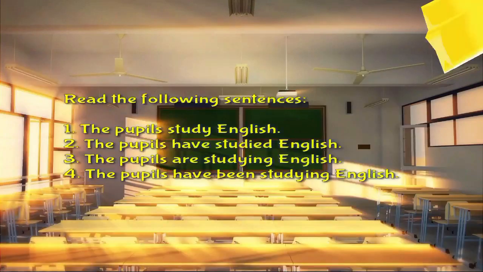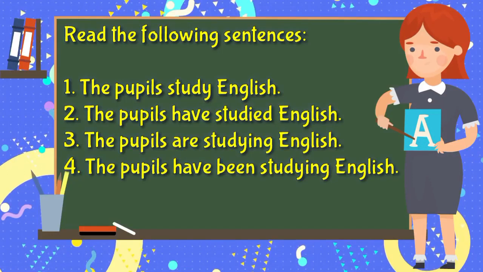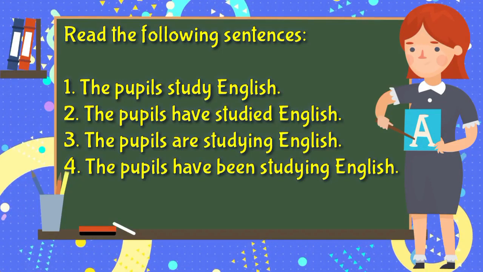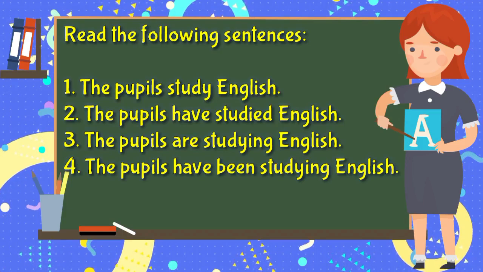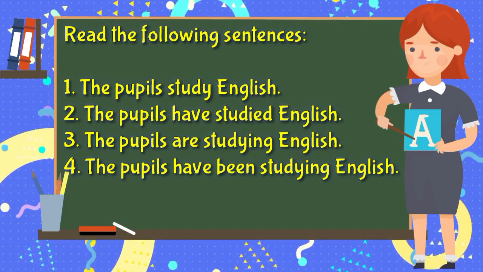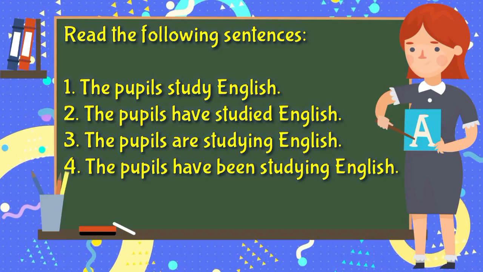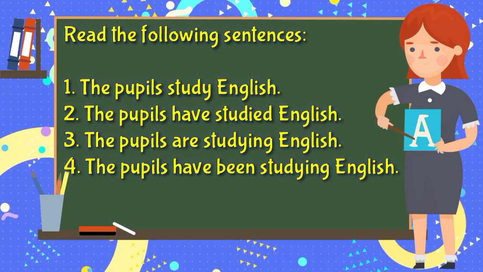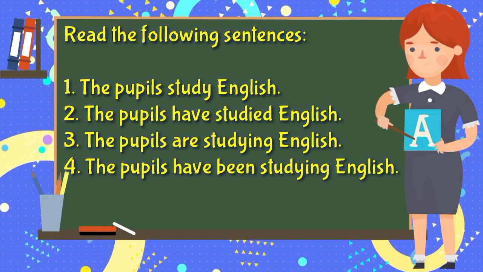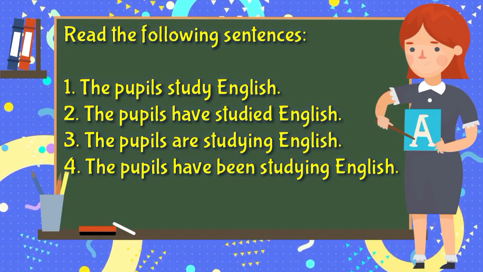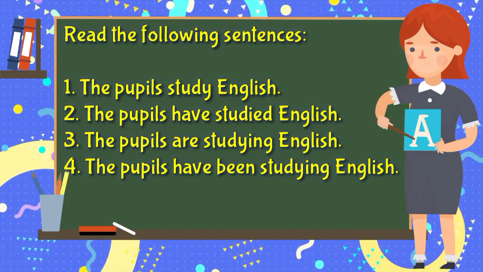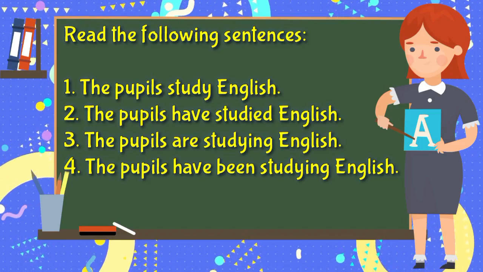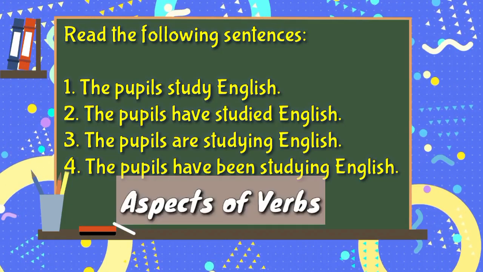Learner, let us read the following sentences. Number 1. The pupils study English. Number 2. The pupils have studied English. Number 3. The pupils are studying English. Number 4. The pupils have been studying English. The following sentences use aspects of verbs.